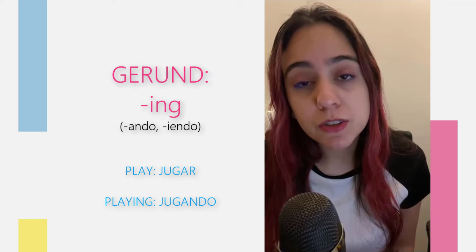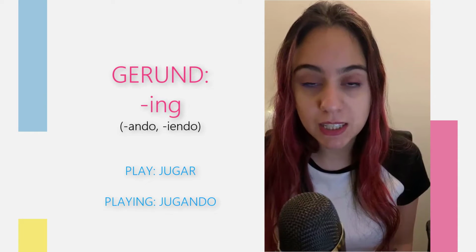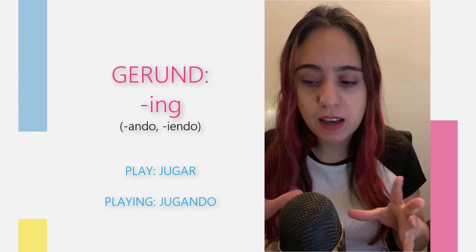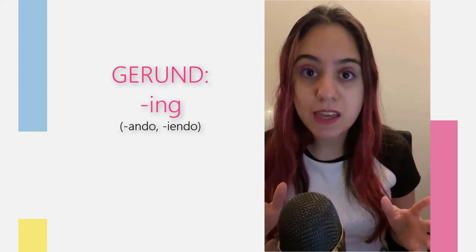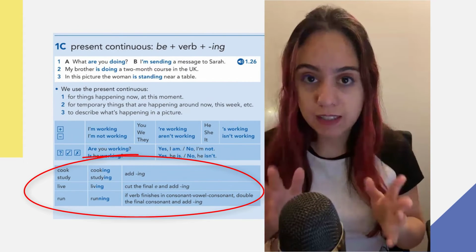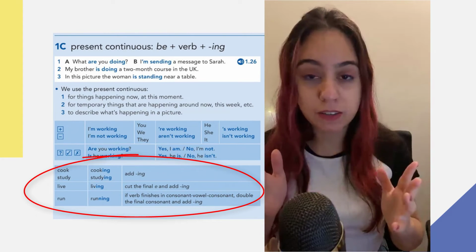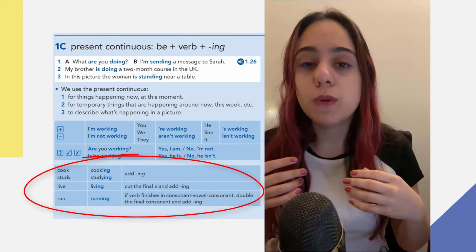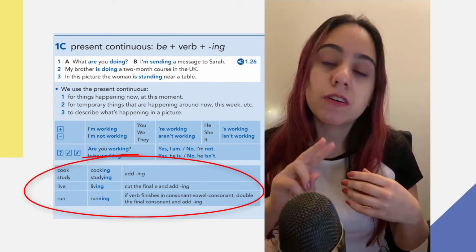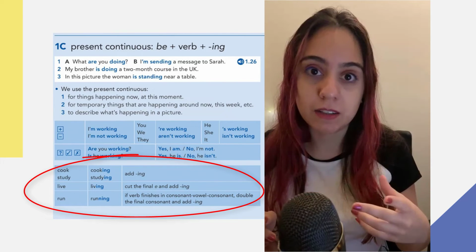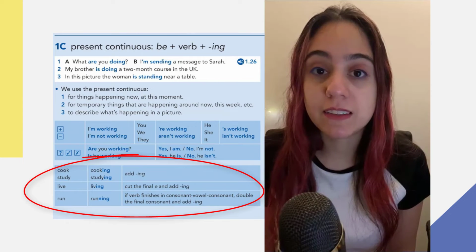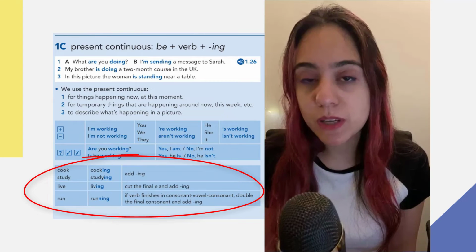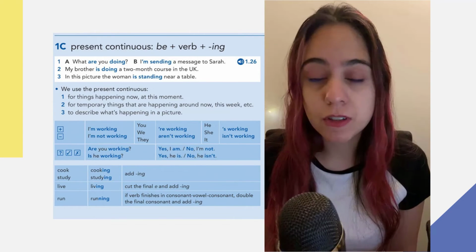To make a gerund, you only need to add ing at the end. However, there are some situations in which it is a little bit trickier. So if a verb goes like this: consonant, vowel, and consonant, for example, the word run, correr, run, you will need to add double consonant at the end, running. And if the verb finishes in letter E, then you will have to remove letter E and replace it with ing. For example, live, living.